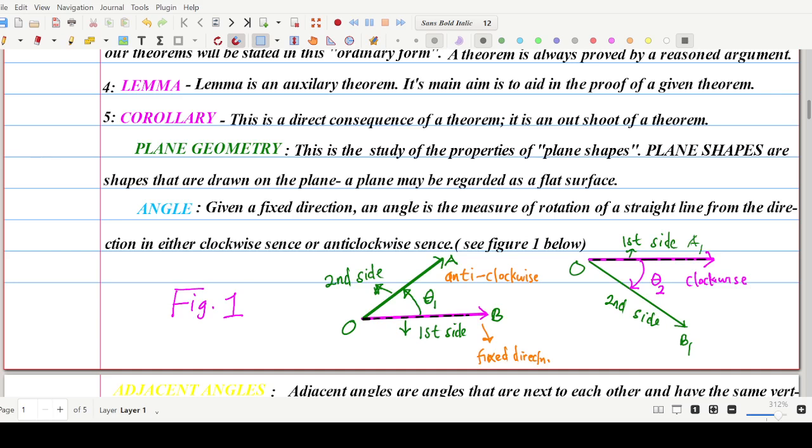Now, the sides OA and OB are called the sides of the angle. Sides, S-I-D-E-S, sides of the angle. So an angle has sides. In this case, we have them as OA and OB. That is in figure 1.